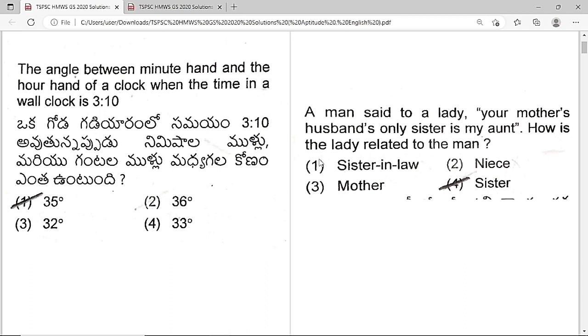So why waste more time? Let's get started. So this is the question that we are going to solve here.